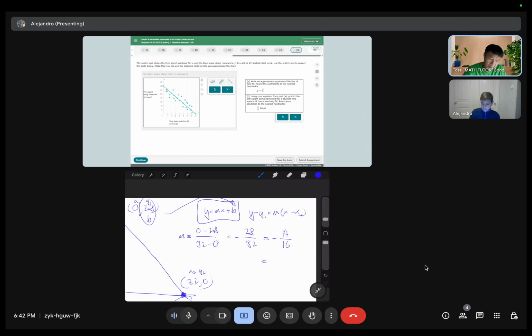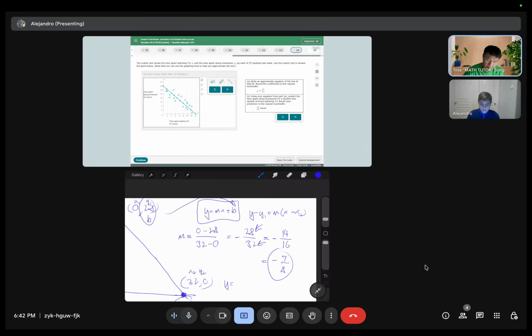Yeah, it's reducible. It's divisible by 4. So anyway, it's 7 over 8. So 4 can go into 28 7 times. 4 can go into 32 8 times. So that's what I should have done. Anyway, the M is going to be negative 7/8.